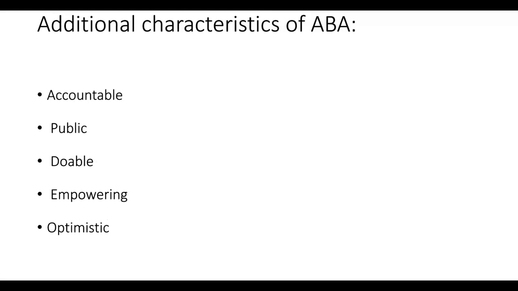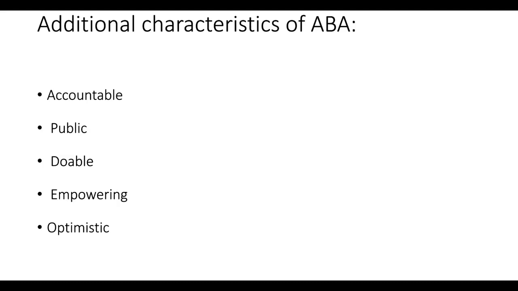Some additional characteristics of applied behavior analysis. Accountable, meaning reliable. So you rely on measurements and basically reevaluation of your program and continuous monitoring of what you're doing to make sure you're successful, and if not, you have to understand what went wrong and try to change it.